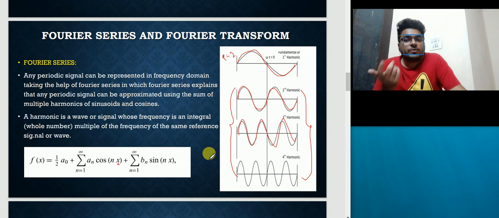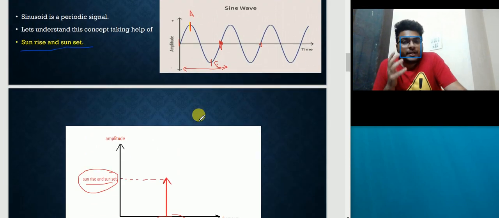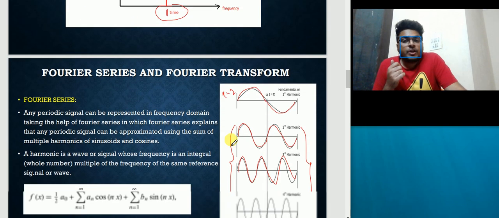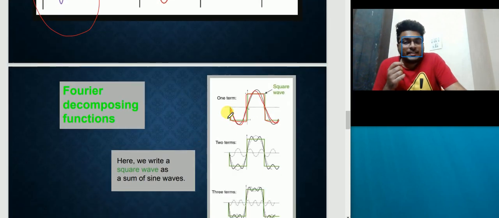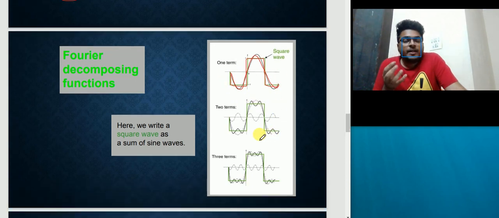Now, what is the use of taking the Fourier series and calling it the frequency domain? I have told you before, you need to remember that for a sinusoid, the time domain is a sine wave and the frequency domain is just an impulse. Now, what are we doing here? We are approximating this time domain signal with an addition of harmonic sines and cosines. That means we are representing this time domain signal in terms of an addition of harmonic sines and cosines.